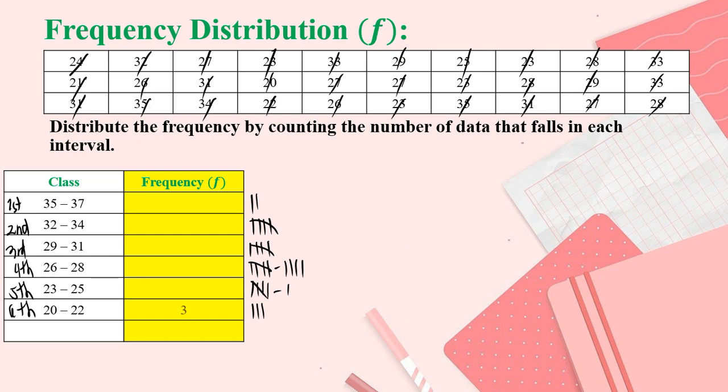So, in 6th class po, we have 3 frequency. 5th class, 6. 26 to 28, which is 4th class, 9. 3rd class, 5. Same with 2nd class. And 1st class frequency is we have 2. Okay? That is for the second column, which is solving for the frequency. Okay, next.